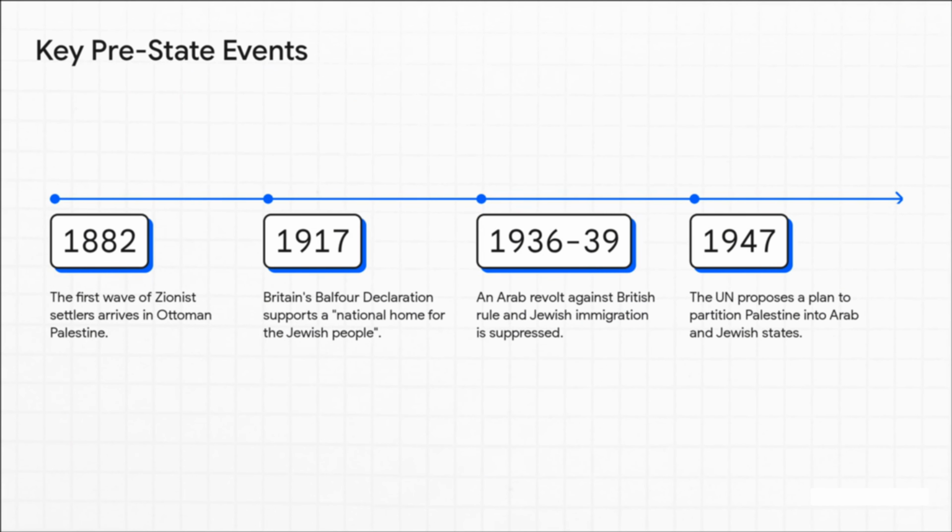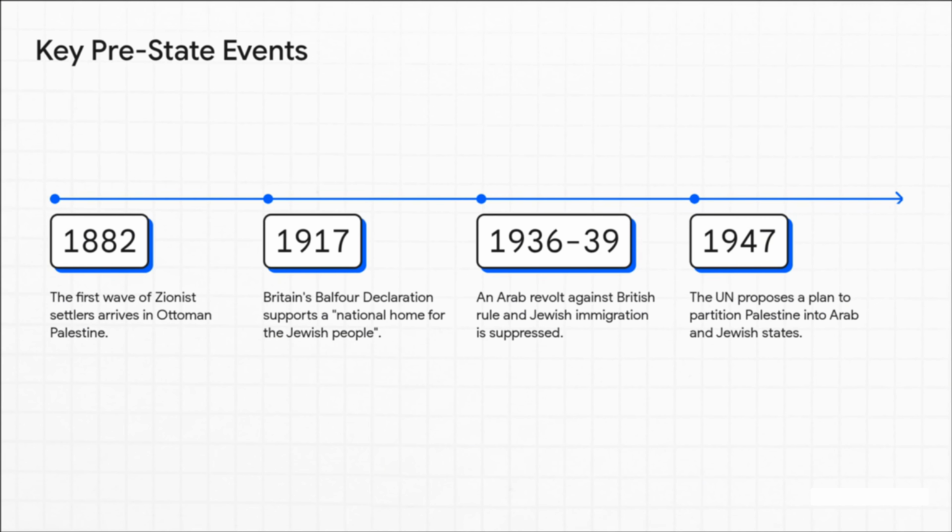And this timeline here, it really shows how things started to heat up. You have the first Jewish settlers arriving, then a huge moment in 1917, the Balfour Declaration. Britain basically promises its support for a national home for the Jewish people in Palestine. This gives the Zionist movement a massive international boost.